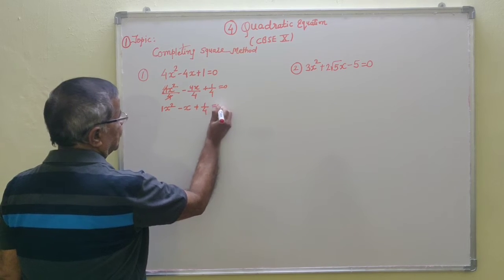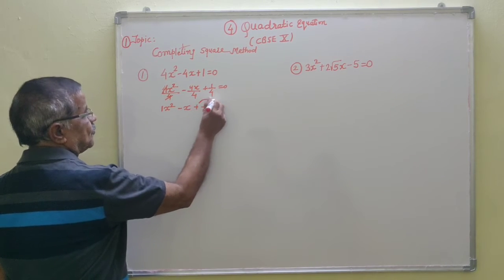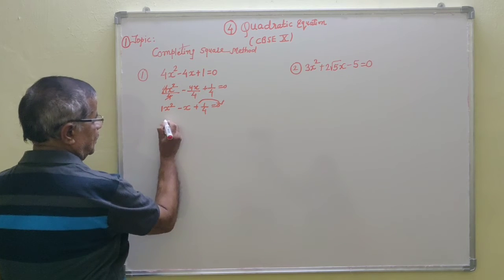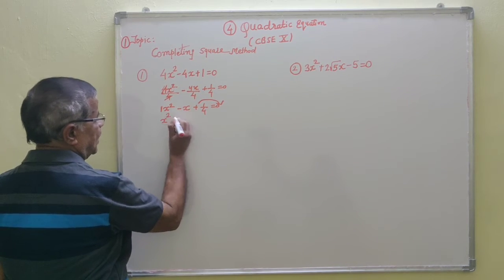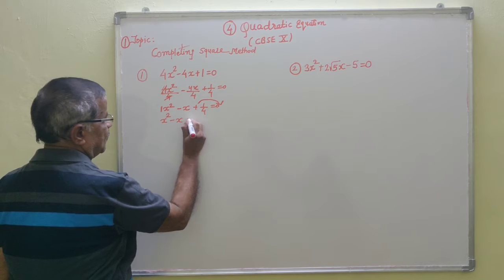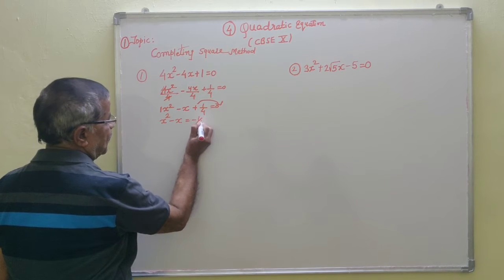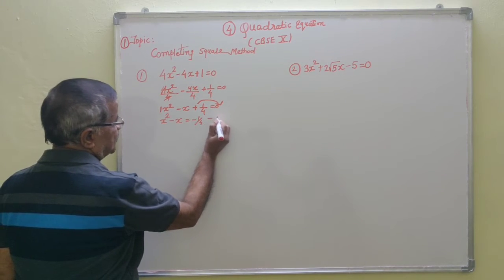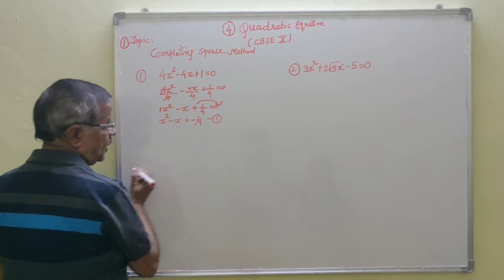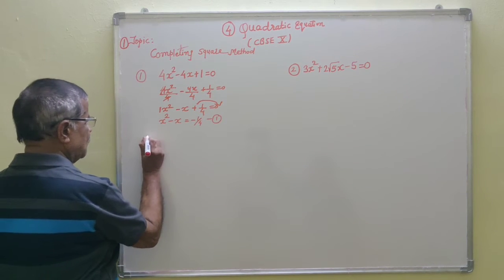The next step is to transfer this constant number to that side. So the equation will become x square minus x is equal to minus 1 by 4. You call this equation 1. Now write down the formula.